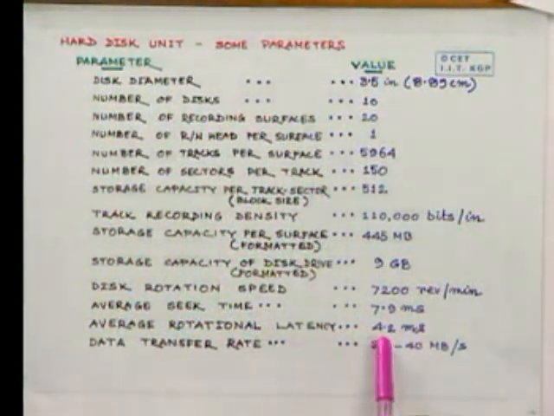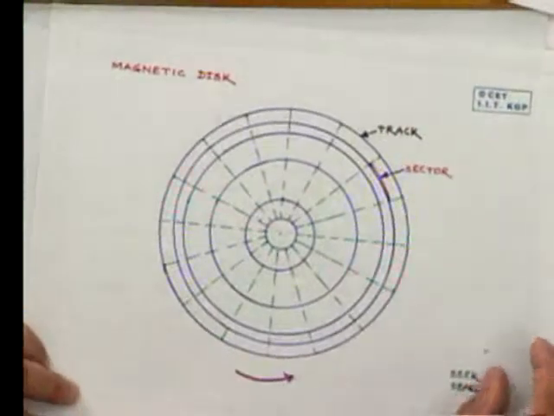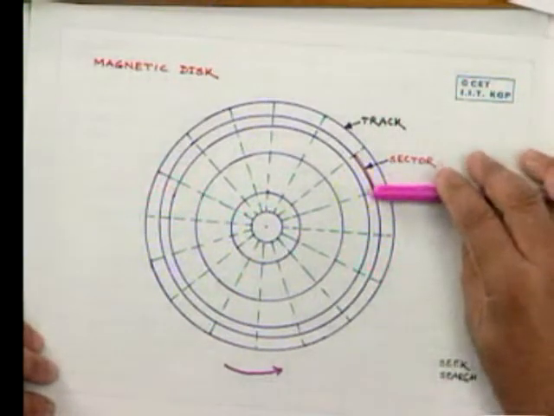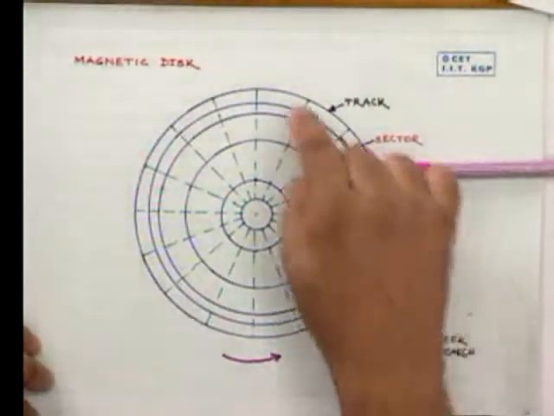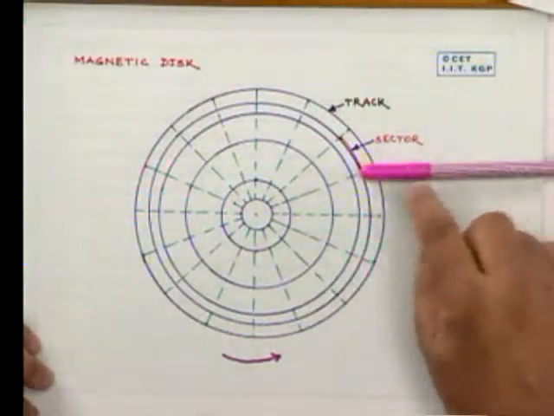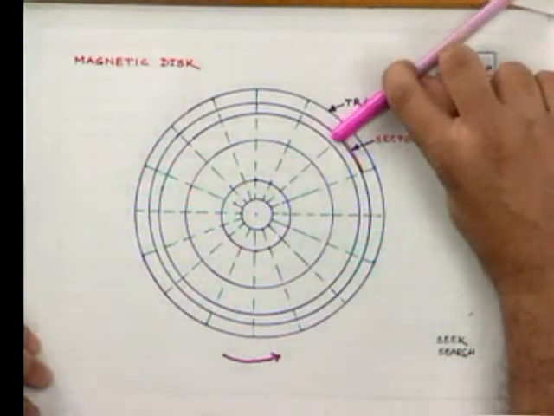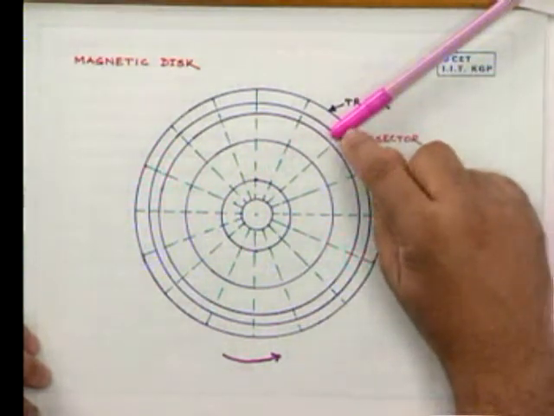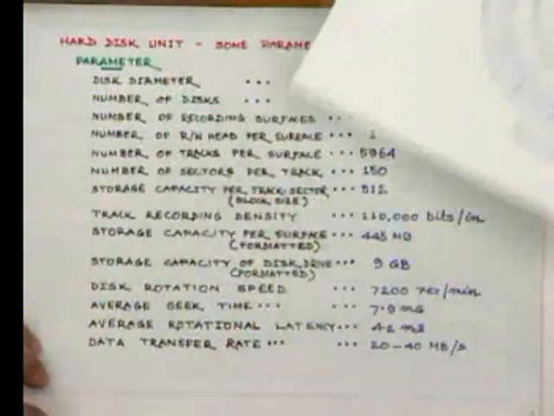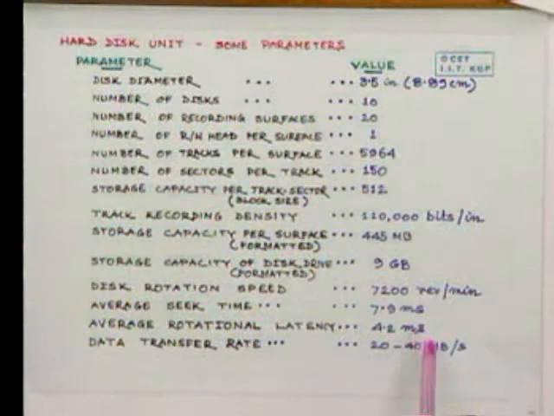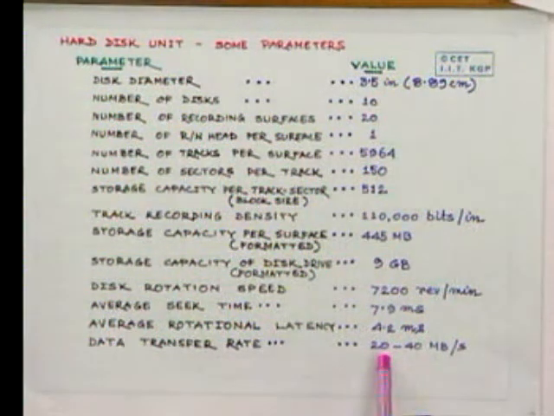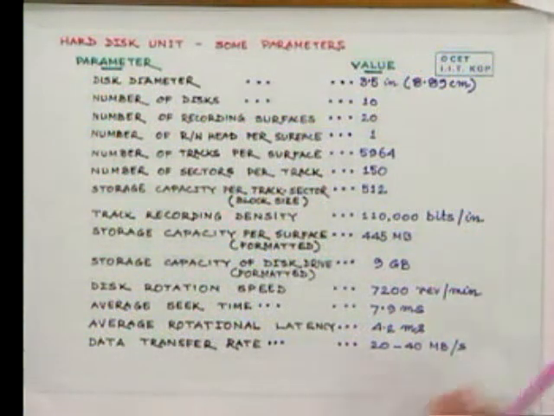The average rotational latency is 4.2 millisecond, which means that if you have just missed the sector, then it has to make the entire rotation before it can come under the read-write head. Or, if the read-write head is here and it's lucky, then the sector will immediately come under the read-write head. Therefore, the average rotational latency is 4.2 millisecond, and the data transfer rate, once the data has started coming into the read head, is 20 to 40 megabyte per second.